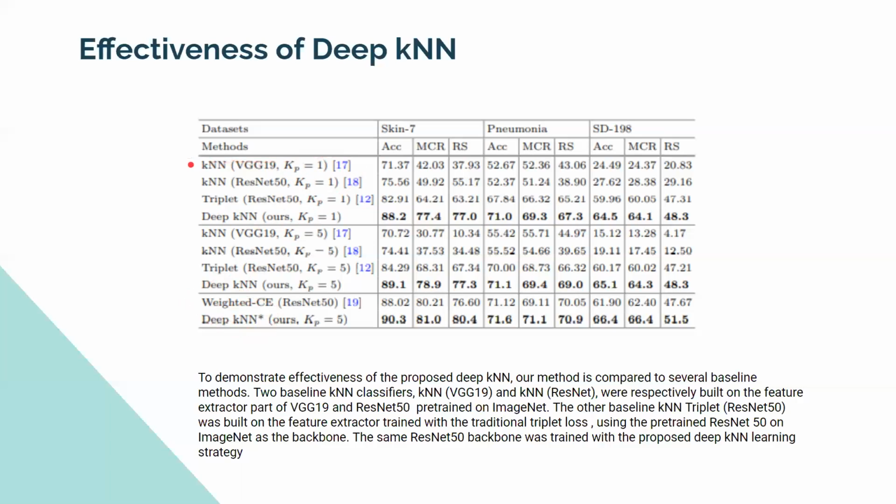The same ResNet-50 that we have discussed now. Here we see the accuracy of our deep kNN is higher compared to all the remaining models. This shows that deep kNN outperforms the remaining three, including the triplet ResNet model. This can be examined from the table that we have developed.